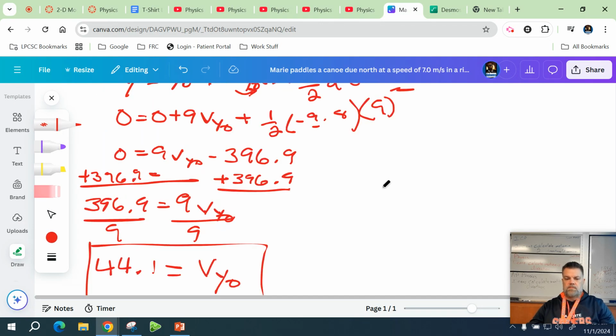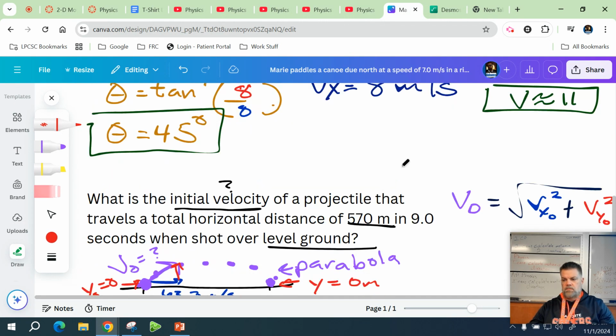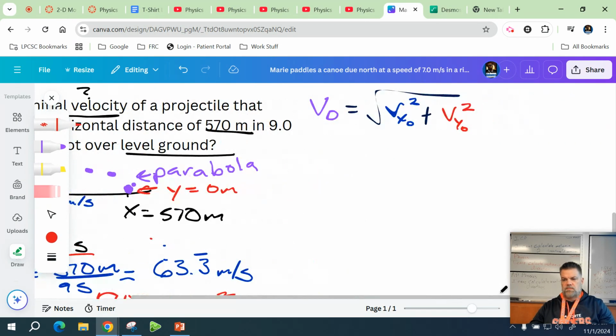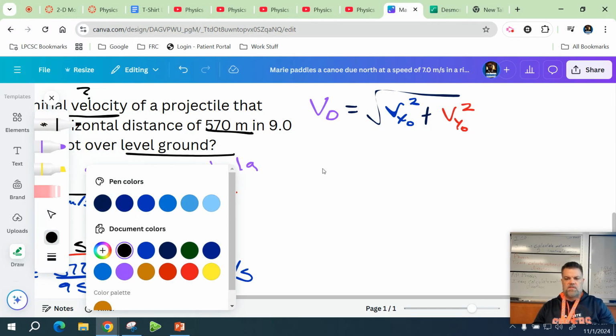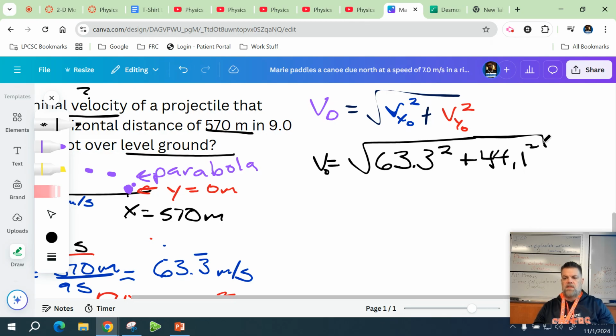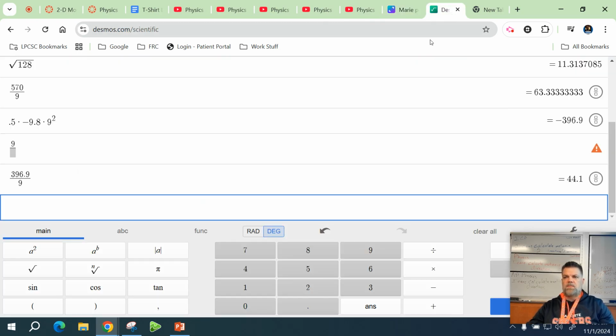Okay. So now I just plug that in over here. That's it. So to finish this, I say v naught is equal to the square root of 63.3 squared plus 44.1 squared. We'll plug that in our calculator.